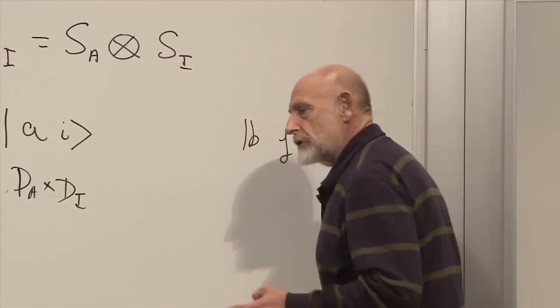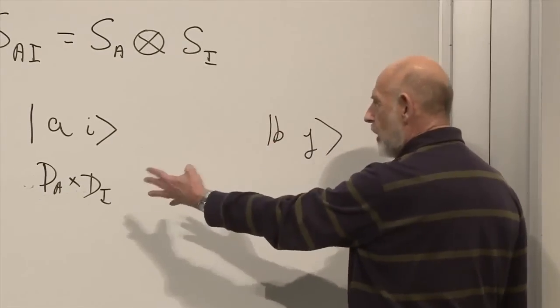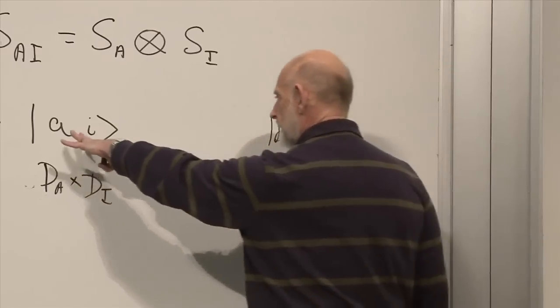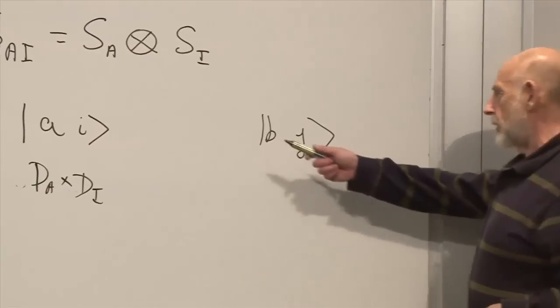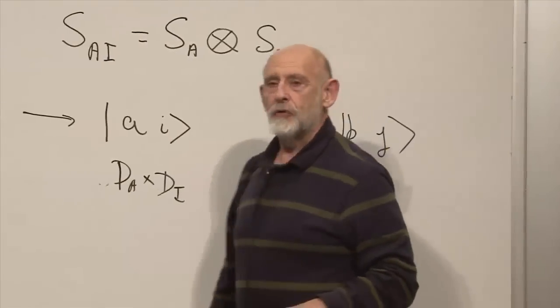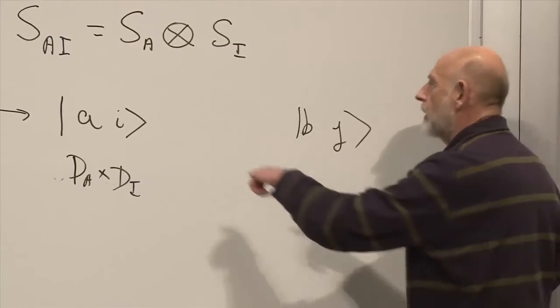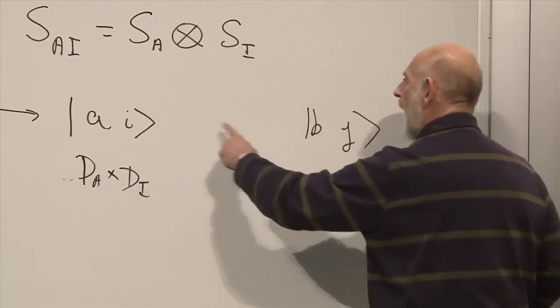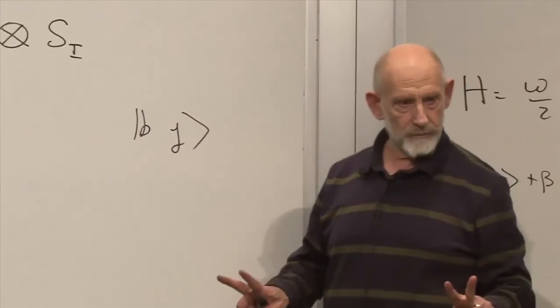And the rule for a tensor product is the inner product between this and this. Of course, we have to make a bra vector out of it in order to take its inner product. But if we made a bra vector out of this and took its inner product with this one, the rule is that the inner product is zero unless A is equal to B and I is equal to J. In other words, unless they match.